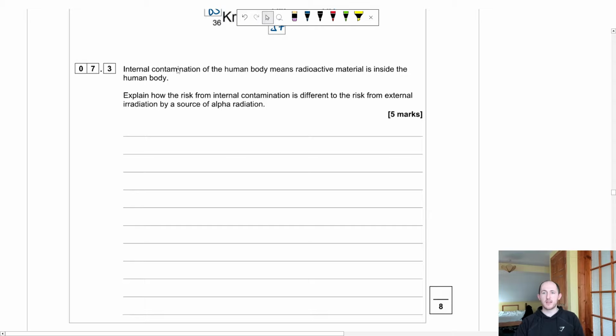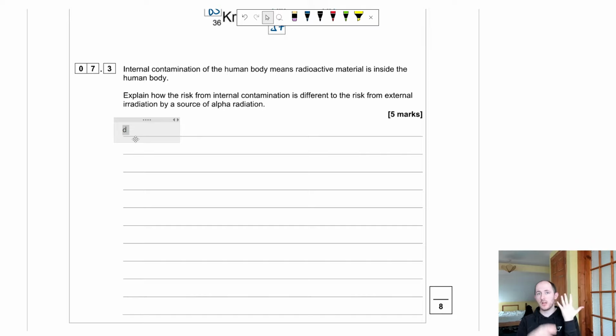Lovely. Internal contamination of the human body means radioactive material is inside the human body. Explain how the risk from internal contamination is different to the risk from external contamination by a source of alpha radiation. So, this is all to do with the penetrating power of alpha radiation. Alpha radiation is absorbed by a few millimeters of air. So realistically, if it's outside your body, it's going to hit your skin at the most, and it will only damage the surface of your skin.